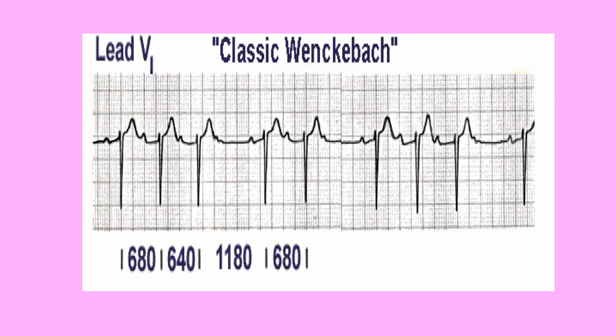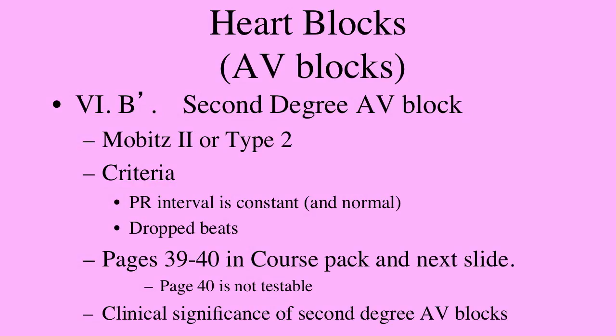There's another type of second degree AV block, and if you go forward to the next slide, this is second degree AV block type 2, sometimes called Mobitz 2. And this is similar to type 1 in that you have dropped beats, but it's different in that you do not have the prolonged PR interval. So the criteria would be a constant PR interval, constant and normal, and then dropped beats, where the dropped beats means where the QRS complex is not conducted.